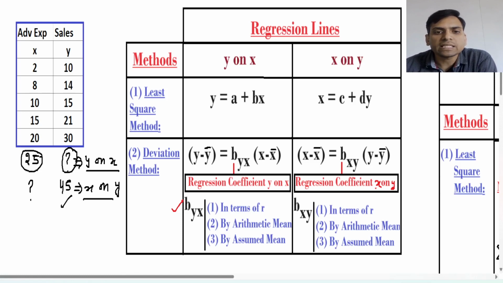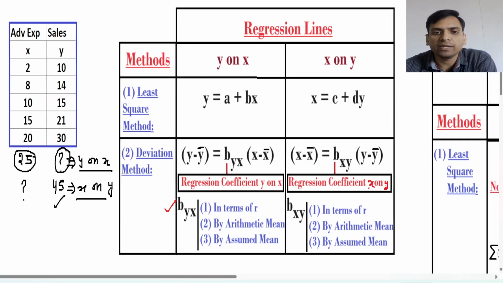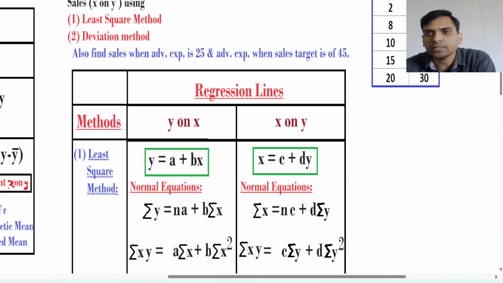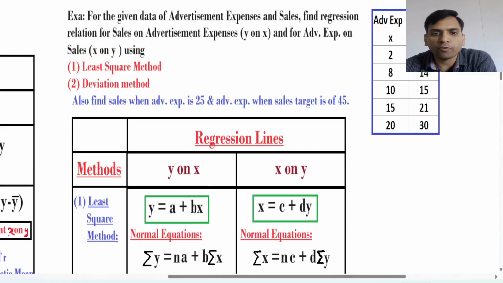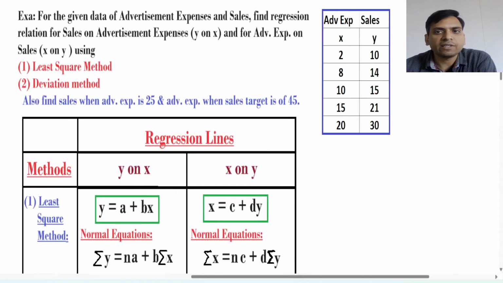So for this type of situation, for the same data, we have a form of question. For the given data of advertisement expenditure and sales, the first is X, second is sales, Y. Find the regression relation for sales on advertisement. So you need to find the relation for Y on the basis of X, and this means Y on X. And second is advertisement expenditure on sales, so you need to find advertisement expenditure on the basis of sales. So this is considered as X on Y.